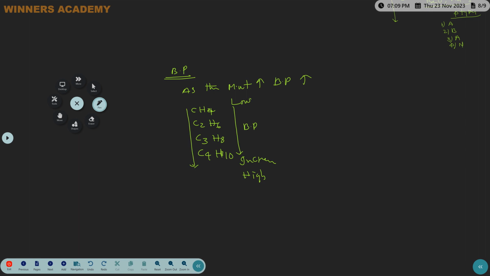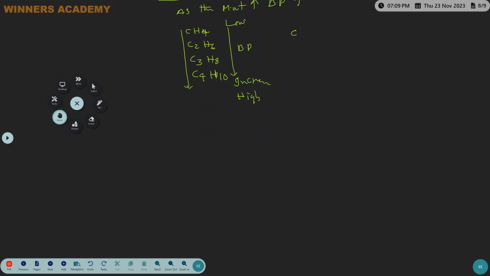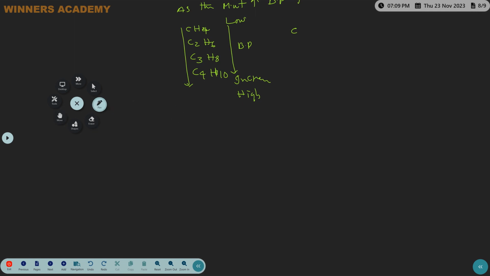Suppose one compound is like this: CH3, CH2, CH2, CH2, CH3. What is its name? How many carbon atoms are there? 5 carbon atoms. Tell me. N-pentane. Its name is N-pentane, normal pentane.